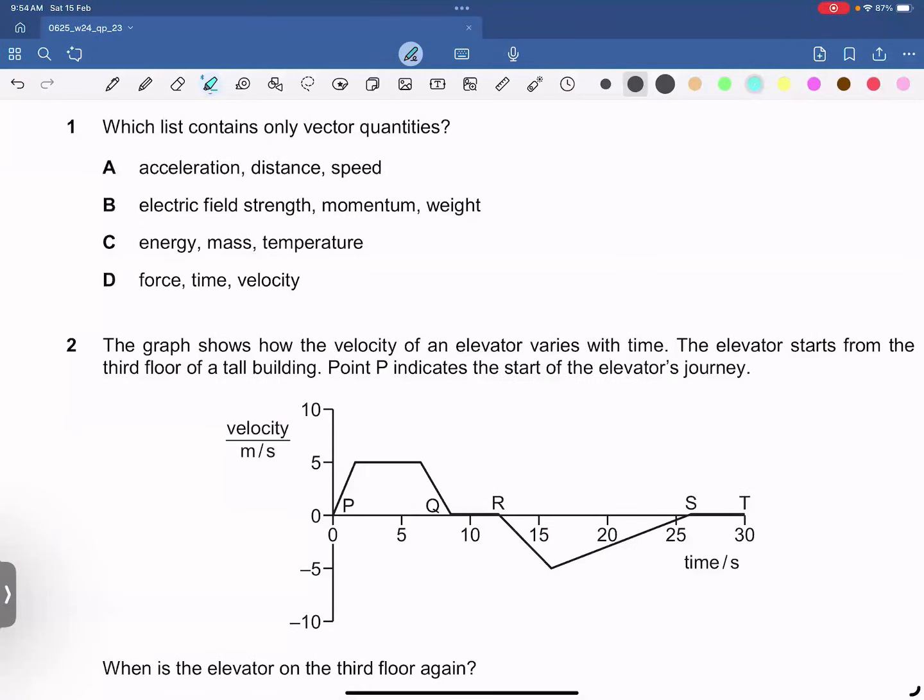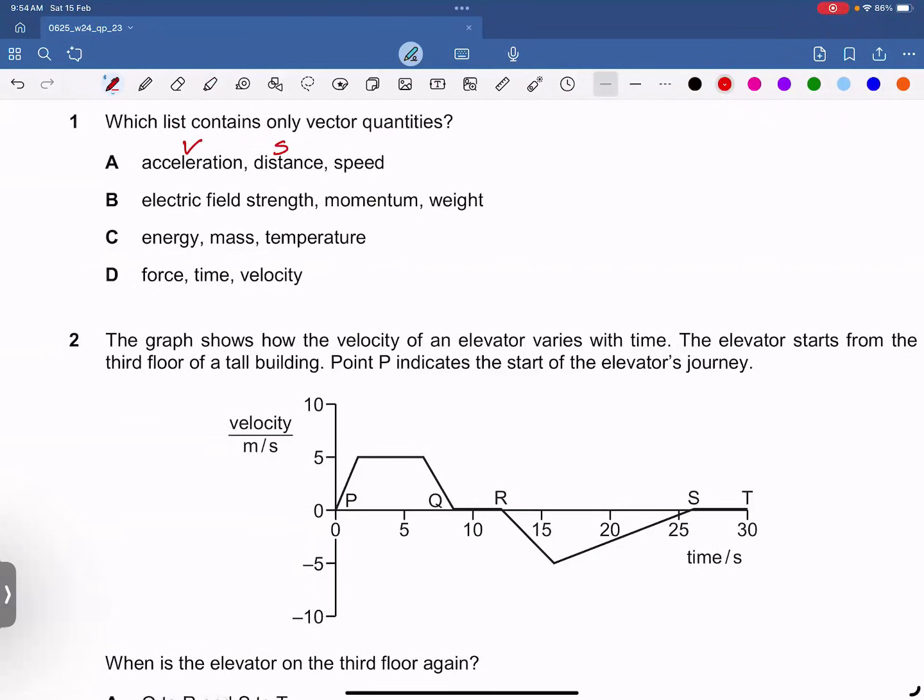Let's start with question number 1 and read the question well. Which list contains only vector quantities? So let's read the vector quantities we will be shortlisting. Acceleration, vector, distance, scalar, speed, scalar. Option A is wrong. Electric field strength, vector, momentum, vector, weight, vector. Correct option.